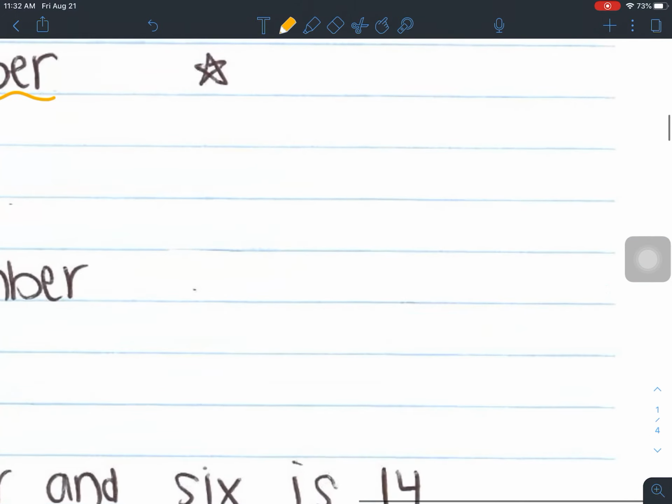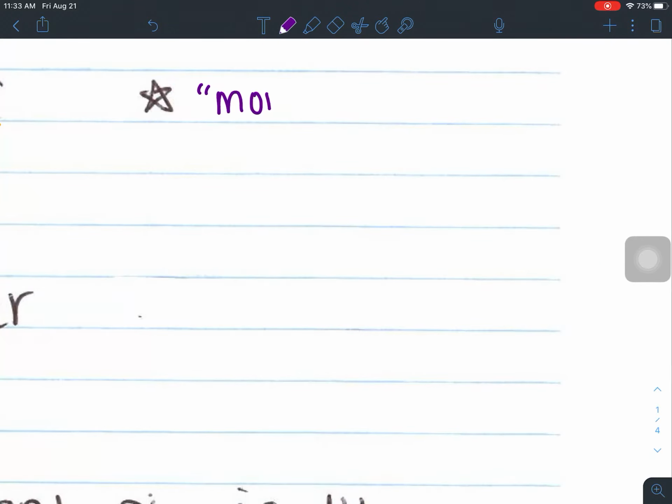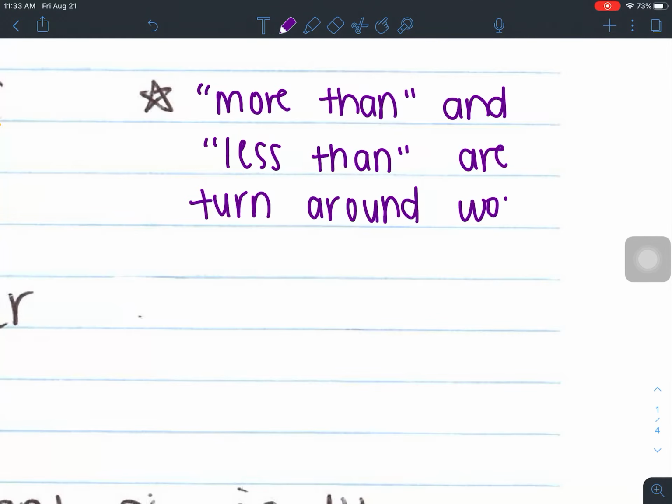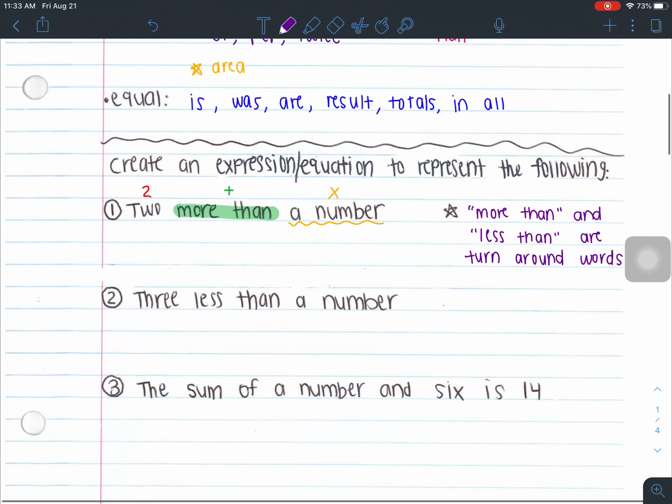Now, before we actually move on, I do have a star next to this problem because there is an important note here. The words more than and less than are turnaround words. Now this is something that we forget a lot. And it's probably the reason why a lot of people miss number 2 a lot. So we'll go over number 2 and why it matters so much. With number 1, it doesn't really matter, but it's good to practice it because we see that there's a more than there. Anytime you see more than or less than, you want to think turnaround.